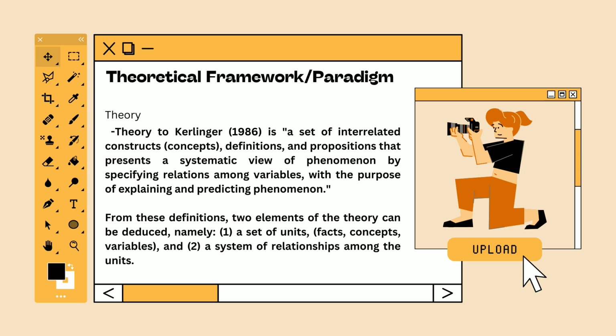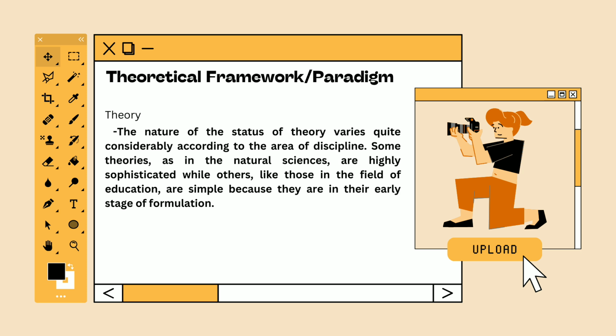From these definitions, we can deduce two elements of the theory, namely, first, a set of units, facts, concepts, variables, and second, a system of relationships among the units. And lastly, the nature of the status of theory varies quite considerably according to the area of discipline. Some theories, as in the natural sciences, are highly sophisticated, while others, like those in the field of education, are simple because they are in the early stage of formulation.